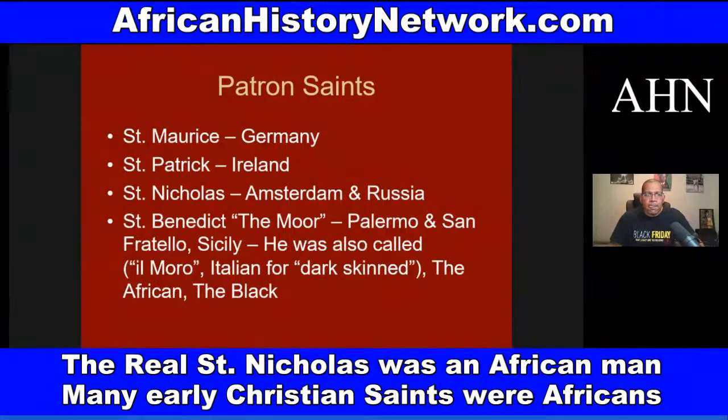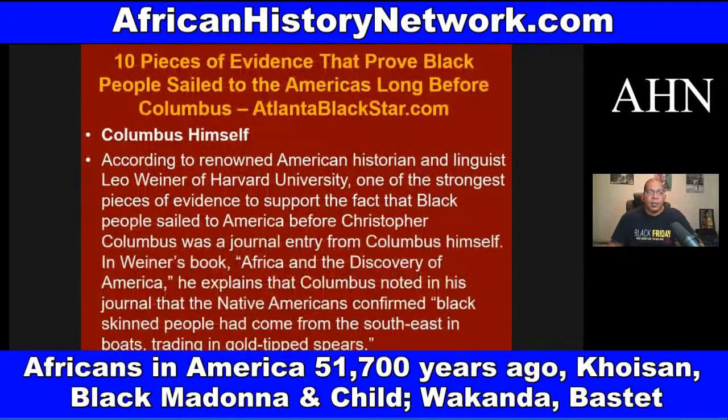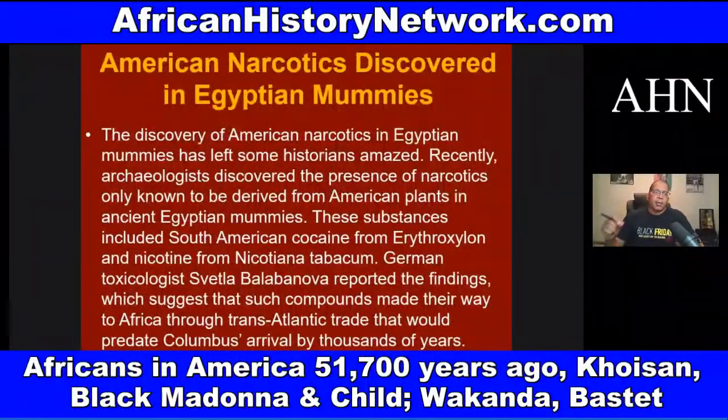All right, now, so these are just a few things that we deal with in the class. We look at things like evidence that proves that African people sailed to the Americas long before Columbus. We know that there were American narcotics discovered in Egyptian mummies. The discovery of American narcotics in Egyptian mummies has left some historians amazed. Recently, archaeologists discovered the presence of narcotics only known to be derived from American plants in ancient Egyptian mummies.